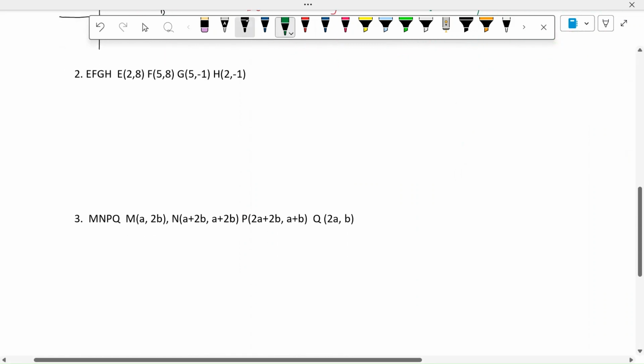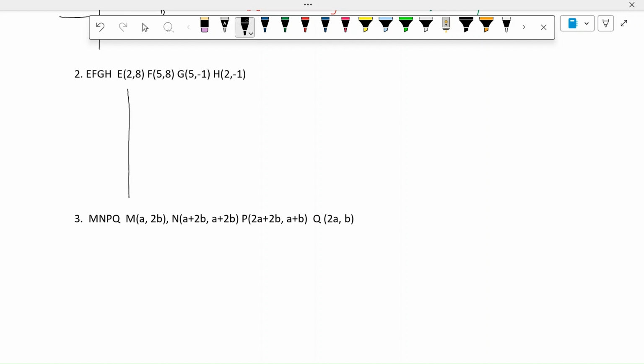Number 2, same process. So maybe you want to pause the video and try this one on your own. You can check it when you're ready. So point E, point F, point G, and point H. E, F, G, H. Here is the quadrilateral we're looking at. E, F, G, H makes sense with the name.